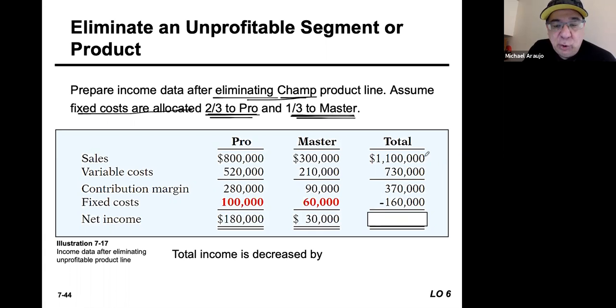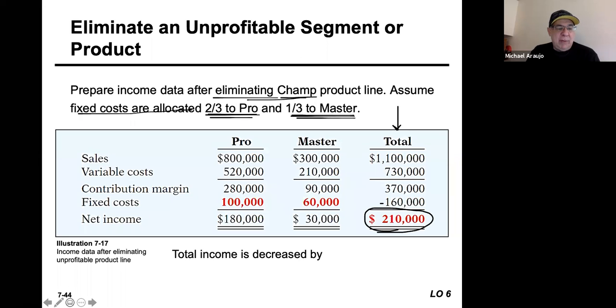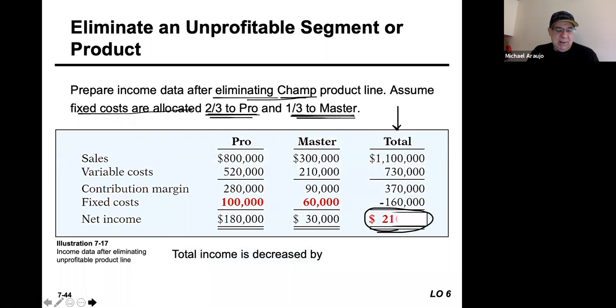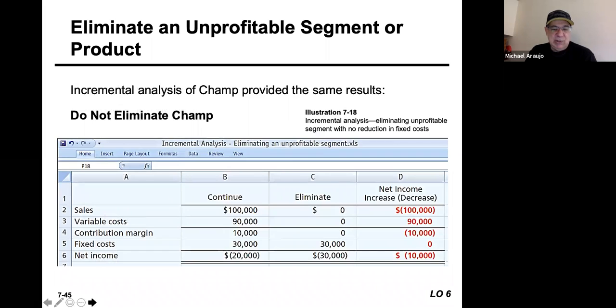That doesn't go away. Of course, you lose the sales, you lose the variable costs when you get rid of it. Yes. But the fixed costs stick around. And so in essence, if they did this now, they would still be a profitable company, but their profit would only be $210,000. Remember, the profitability of the company last year was $220,000. So if they ended up getting rid of Champ, yeah, all right, they would still be profitable, but the profit would actually be decreased by $10,000. So maybe it's not a good idea to eliminate Champ, even though right now it's not making any money. There might be other ways to deal with it. But if you eliminate Champ, you actually eliminate $10,000 worth of profit for the company.